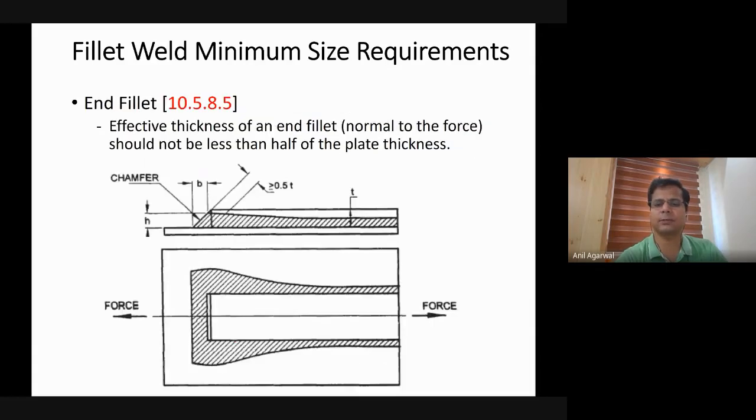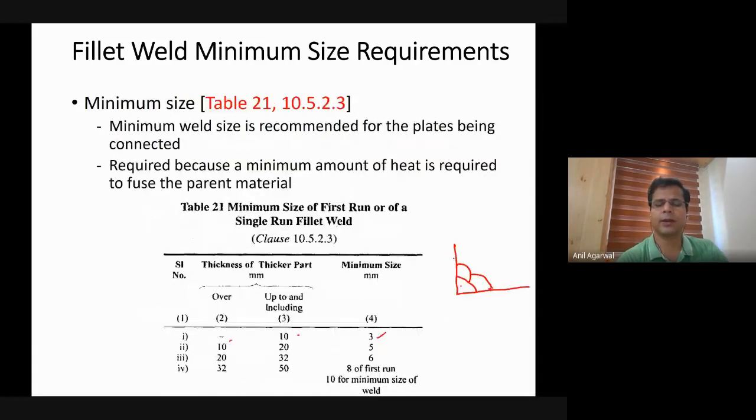For any plate thickness up to 10 mm, the first pass, or if it's a single weld, the weld size should not be less than 3 mm. So even though structurally I may require only a 2 mm weld, no matter what the plate size is, up to 10 mm, the weld has to be at least 3 mm. If the plates are thicker than 10 mm and up to 20 mm, the weld should be at least 5 mm.